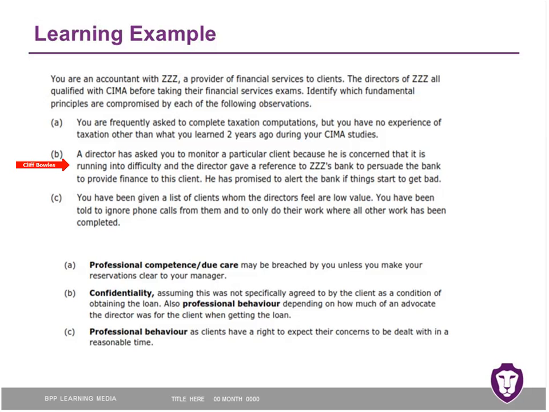A list of clients where the directors feel are low value. You've been told to ignore the phone calls, only do their work when everything else has been done. Yeah, professional behaviour. So you need to have a look at some of these examples for yourself before you do the exam. You need to be able to clearly identify which of these. It's either a yes or no in this case. So it's important that you are clear what those 5 fundamental principles are.